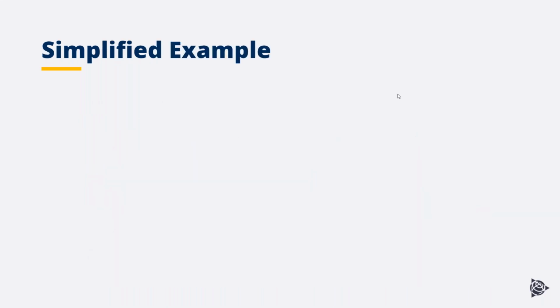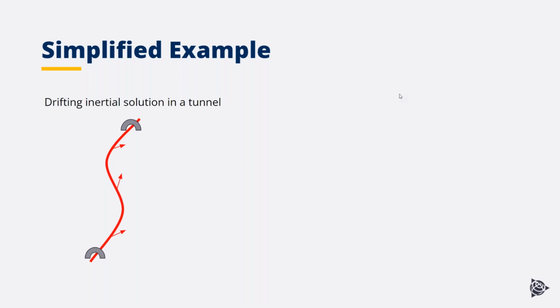Simplified example here. So let's start with a bad trajectory. So we are in a tunnel, there's an entrance and there's an exit of the tunnel. We have here a trajectory solution in red. We have also these arrows, which mean the heading value, for example, which is drifting. So in this case, this is a bad solution because we are only relying on the inertial solution.